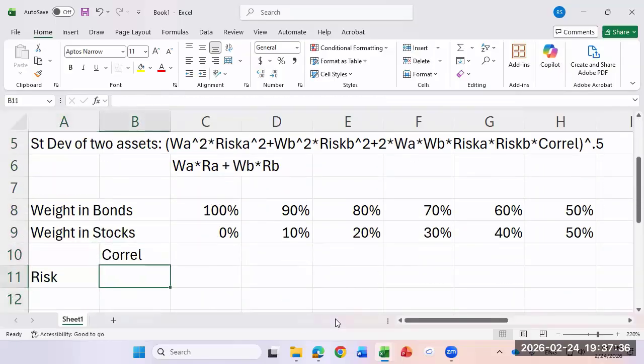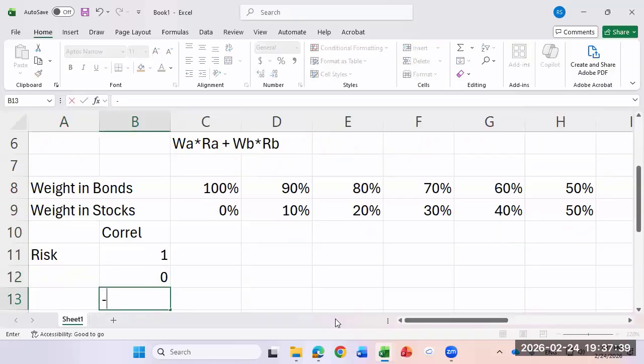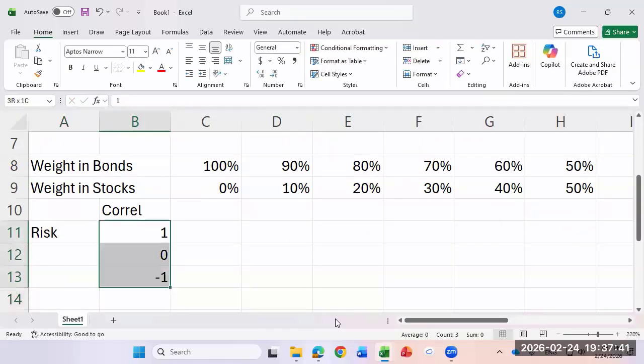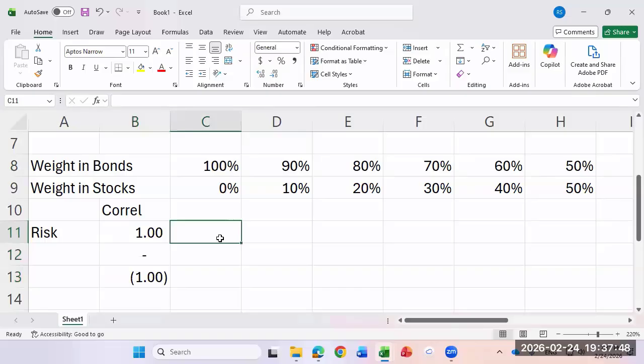So let's say correlation is 1, 0, or -1. Those are the choices, right? And in between, you can't have anything greater than 1. You can't have anything less than -1. So what is my risk?